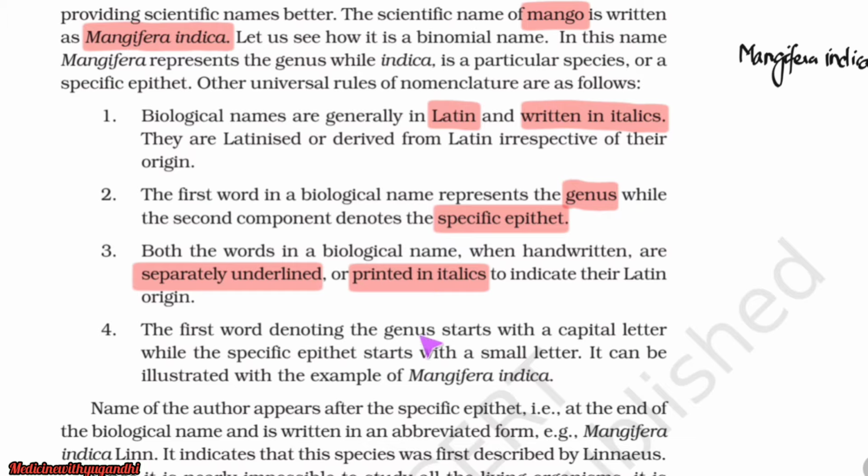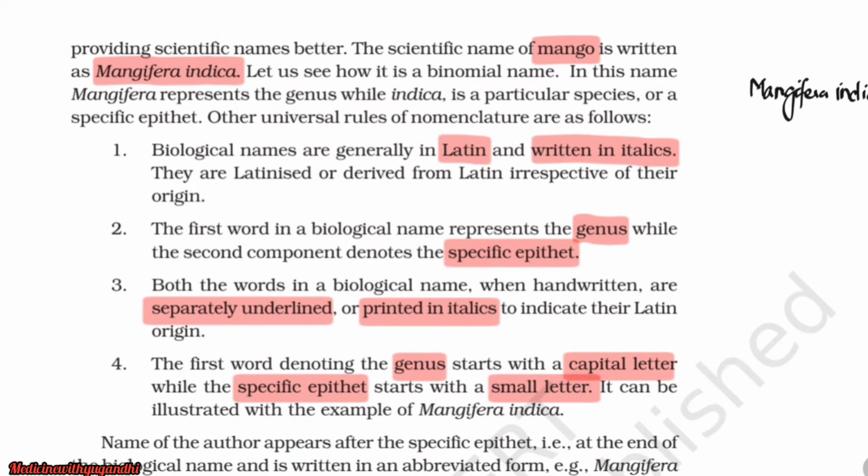Then the first word denoting the genus always starts with the capital letter. So see here, the Mangifera indica, the binomial name of mango, in that Mangifera denotes the generic name, so it always starts with the capital letter, while the specific epithet starts with the small letter. These 4 points are very important, so please do concentrate on this.